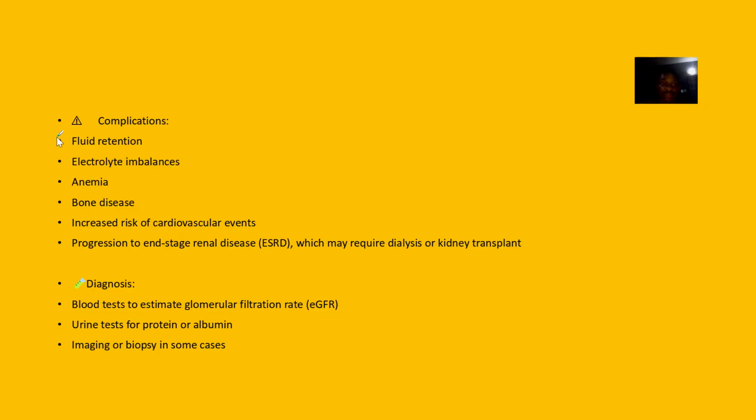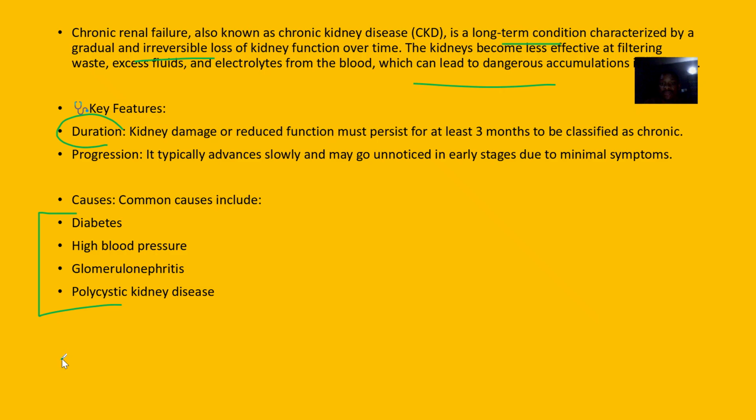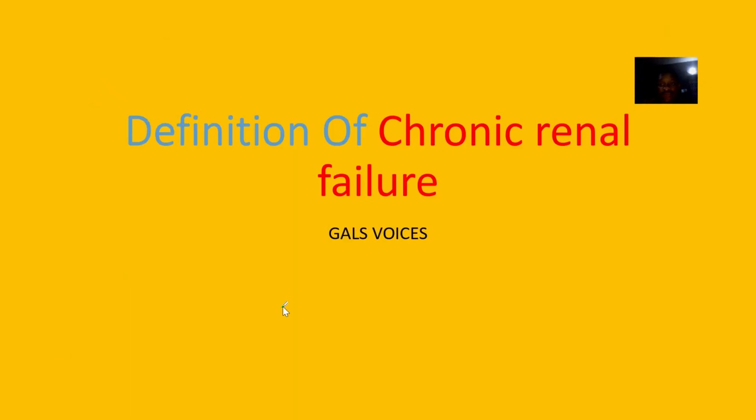Complications include fluid retention, electrolyte imbalances, anemia, bone disease, increased risk of cardiovascular events, and it can go on to progress to end-stage renal disease. For diagnosis, use blood tests, urine tests, imaging or biopsies to pick it up. So that's it for the definition of chronic renal failure.